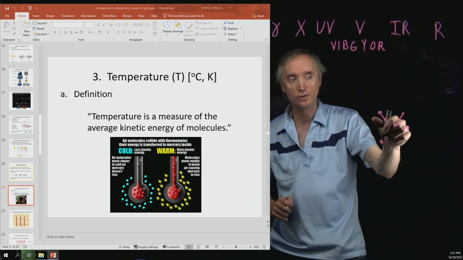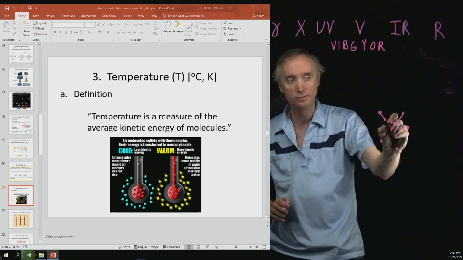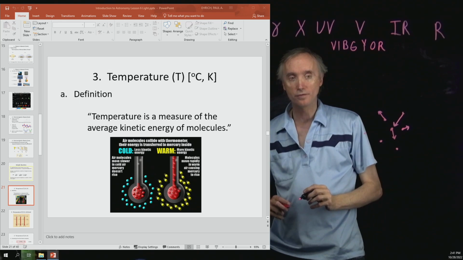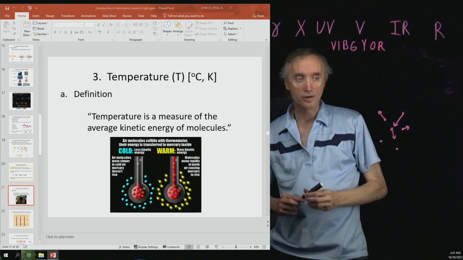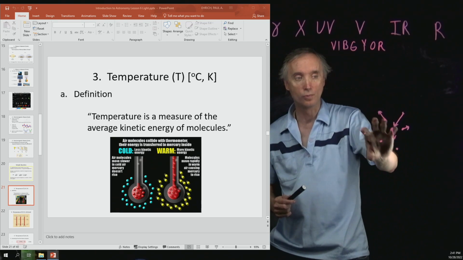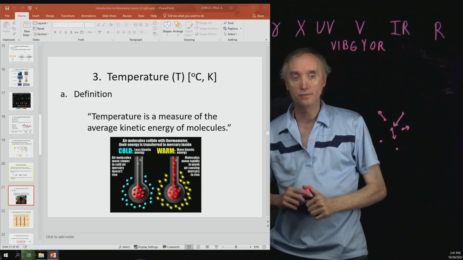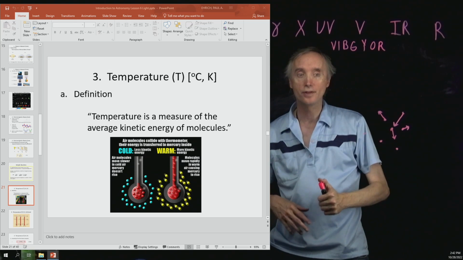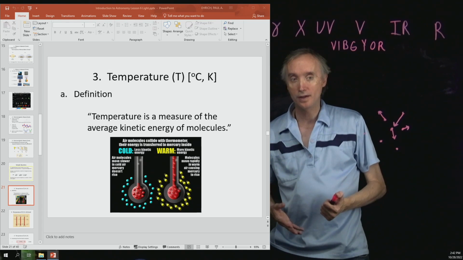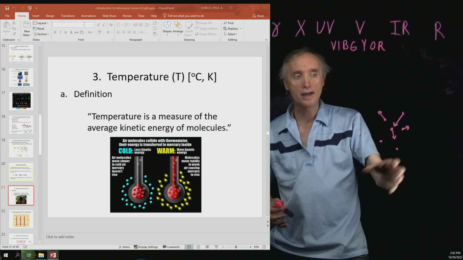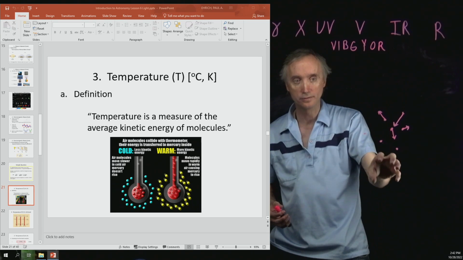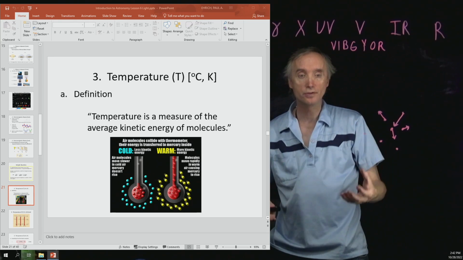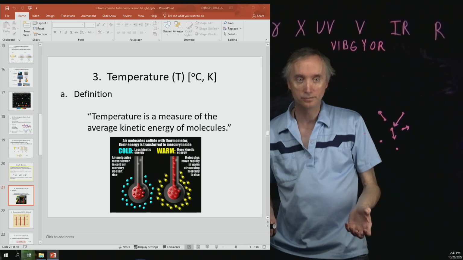So when it runs into another molecule, let's say this one, it could cause this molecule to go off in this direction with a different speed. So you've got all of these different molecules of the water traveling at different speeds, and therefore they have different kinetic energies. But when you average them all together, you would have a certain kinetic energy.